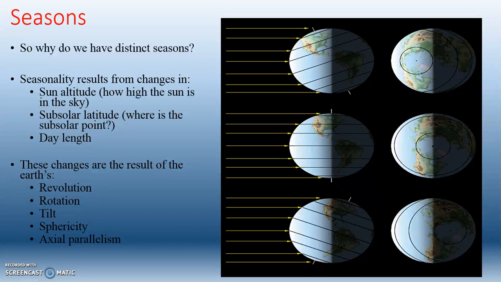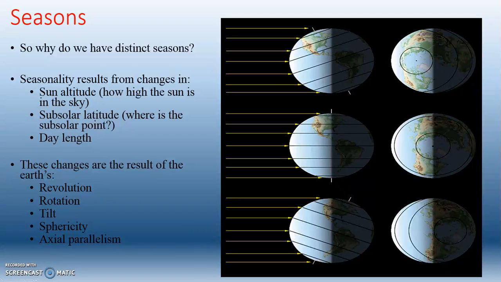Well, seasonality results from changes in the sun's altitude, how high the sun is in the sky, and you'll see some examples of the midnight sun in the northern and southern hemisphere. It also results in the changing of the subsolar point. So we identified that there's a range at which the subsolar point can be 90 degrees between 23.5 degrees north and 23.5 degrees south. And then also that's going to influence our day length.